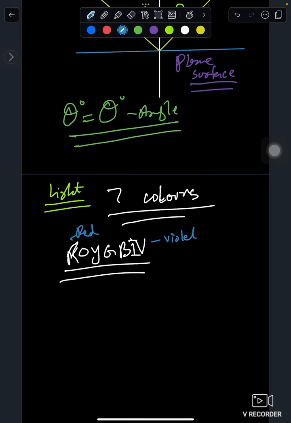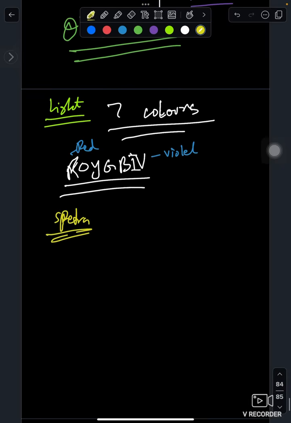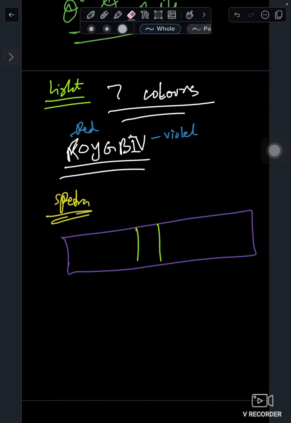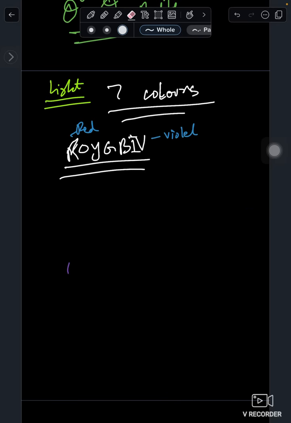But then there's one more thing. There's something called spectra. Spectra is a table which has all the colors and everything, waves, light wave. Let's forget this for now. We'll talk about what is light.